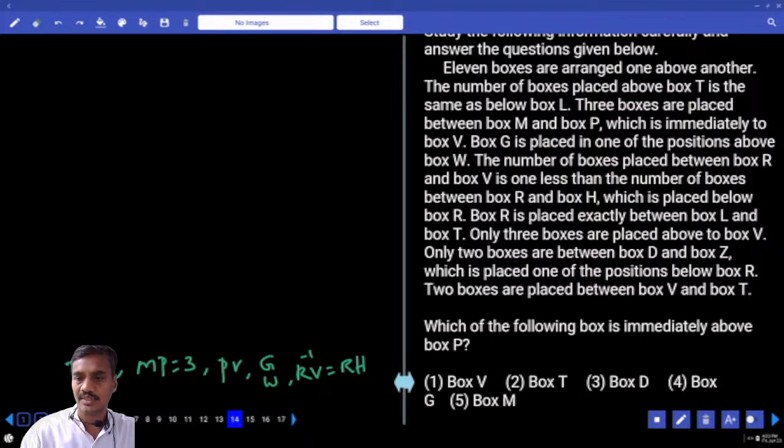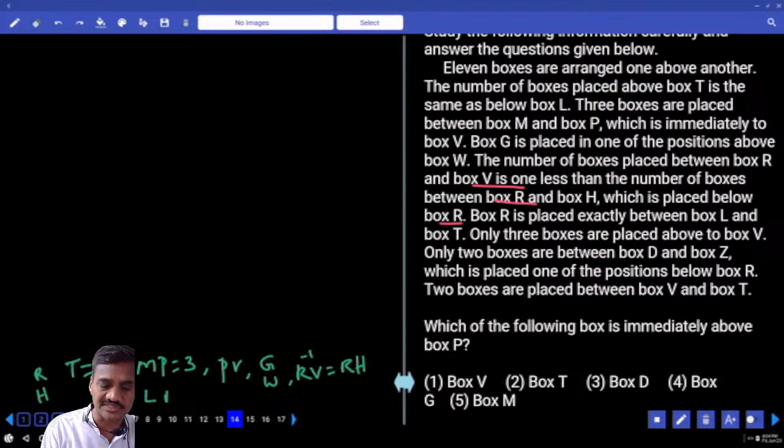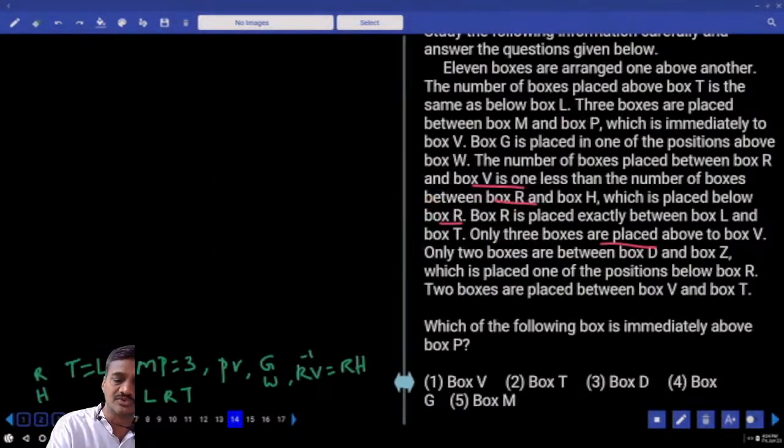The next one: the number of boxes between R and V is 1 lesser than between R and H. H is placed below R. And R is placed exactly between L and T. Now only 3 boxes are above V. This is where we got definite information.